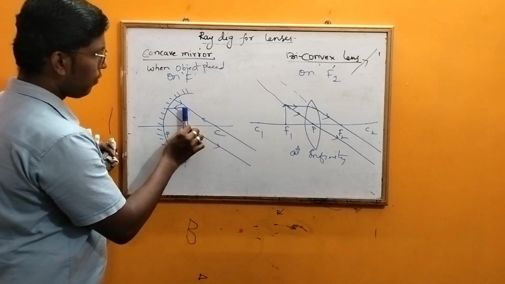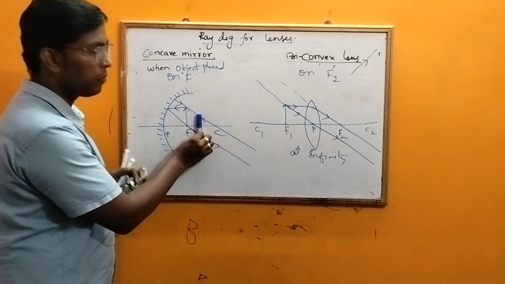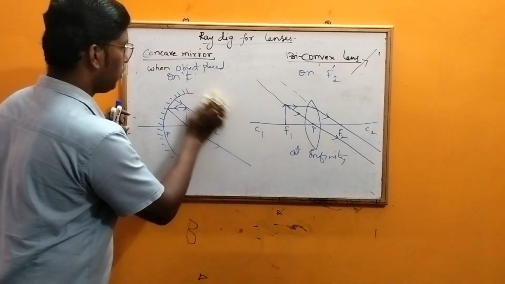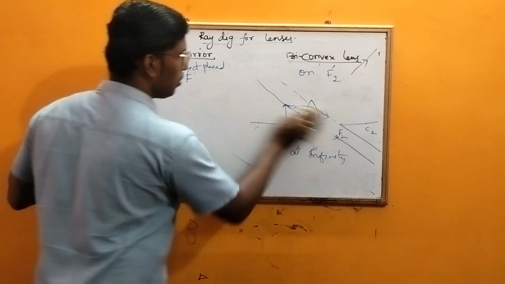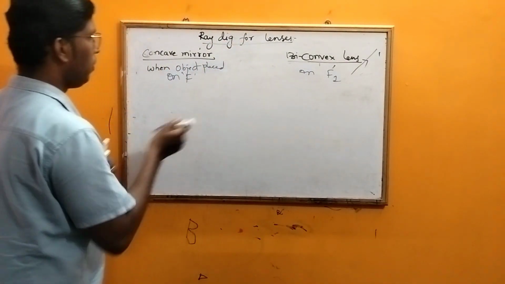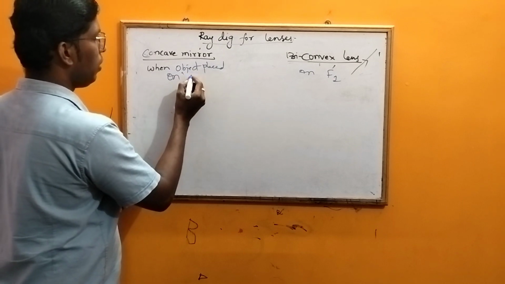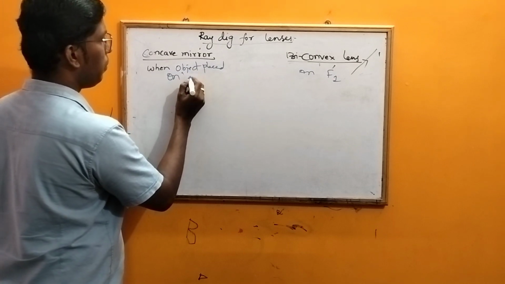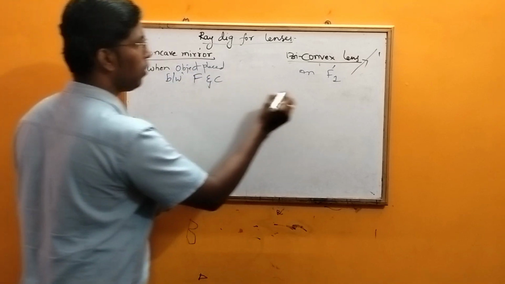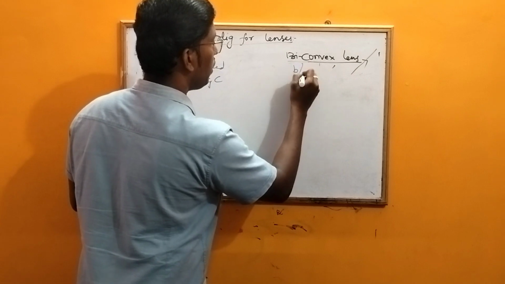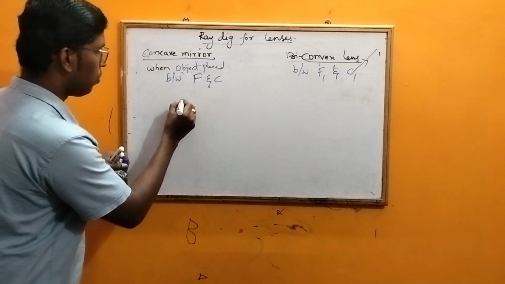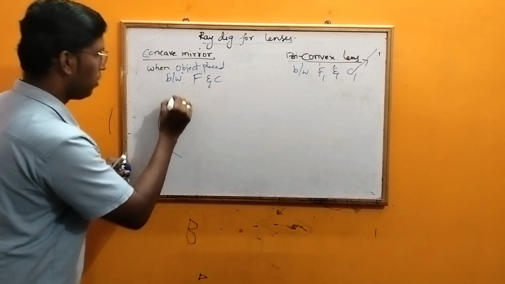Now F is completed. What is the next position? Between F and C. Here also F is completed; next position is between F1 and C1. That is the third condition for ray diagrams. Third one, when the object is placed between F and C. Here also the object is placed between F1 and C1. Clear? Now draw the diagram. I draw the diagram here.